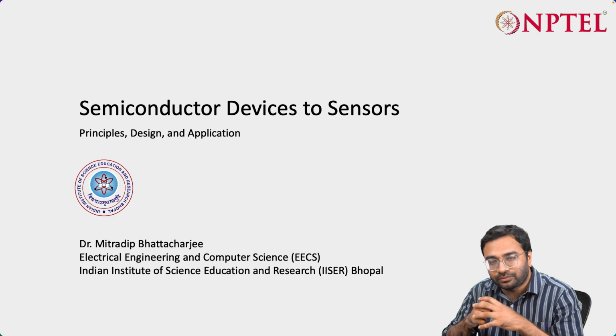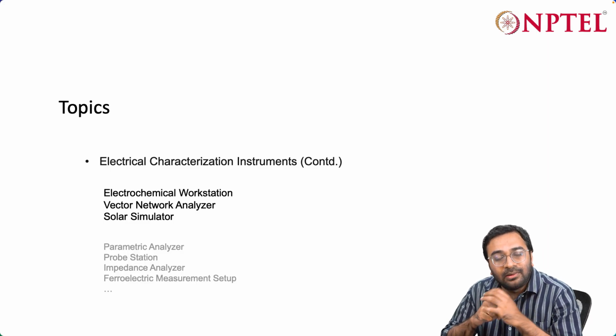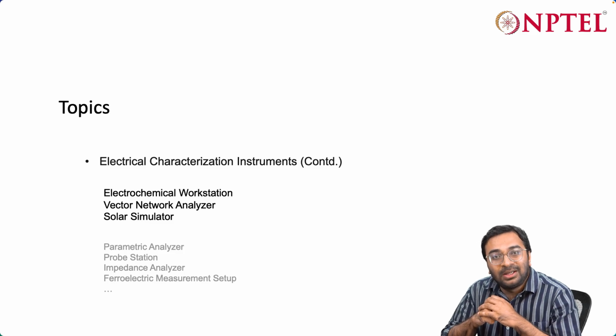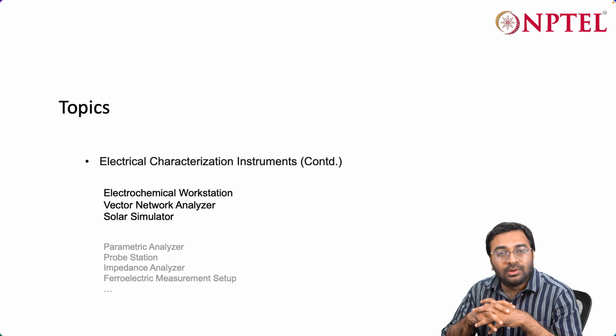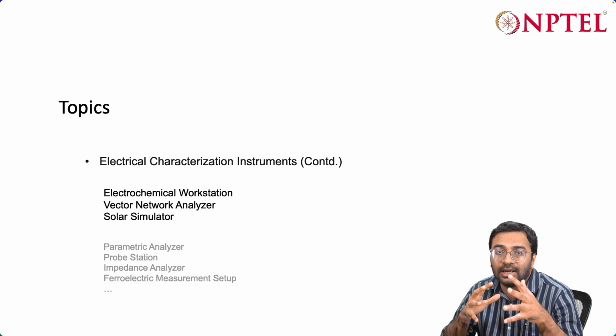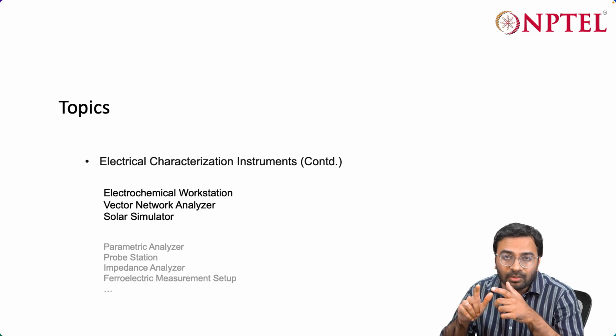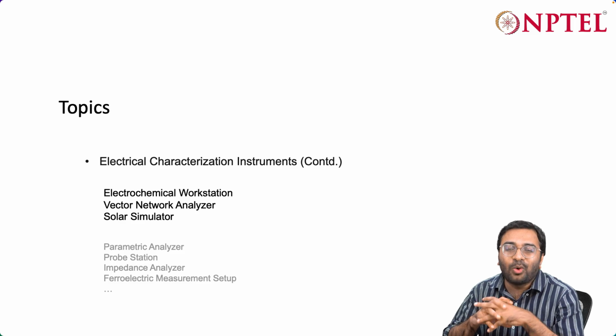Even in today's lecture, we will introduce three very important but expensive instruments. For example, electrochemical workstation, vector network analyzer, and solar simulator. All three instruments are very, very important, and all three are usually used for electrical characterization of different devices. Apart from that, we also have many other instruments. So I won't be able to cover all the instruments.